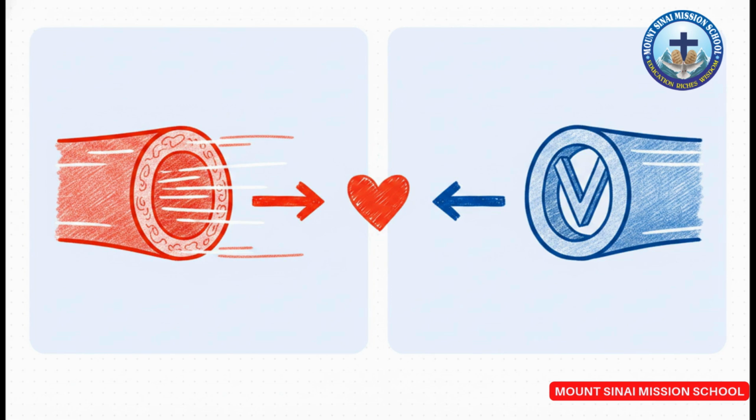Arteries and veins. I highly advise you to pause the explainer right now and note down these exact differences. Arteries carry blood away from the heart at very high pressure, which is exactly why they have thick, elastic walls. Veins, on the other hand, carry blood back toward the heart at a much lower pressure. So they have thinner walls, but they have these special valves inside them to prevent the blood from flowing backwards.